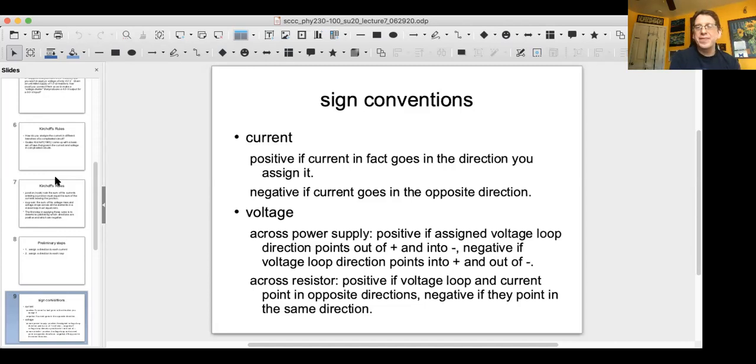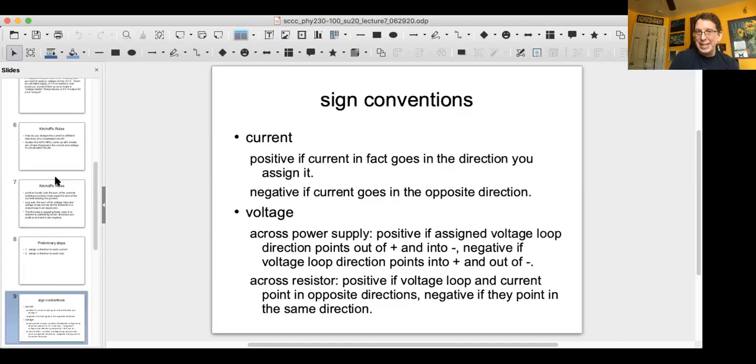So what are the sign conventions for the loop rule? So we'll start with a voltage source or an EMF source. If the voltage loop points out of positive and into negative, then you count that as a voltage rise. So if your loop goes out of positive and into negative, you add that voltage. And if your loop goes into positive and out of negative, you subtract that voltage source. And so that's how that sign convention works.